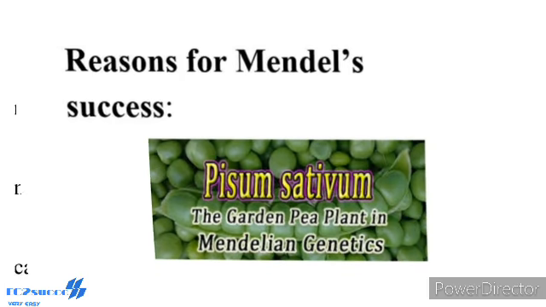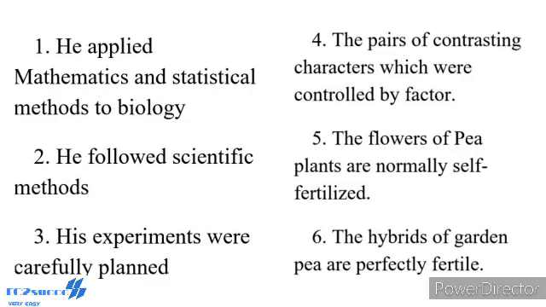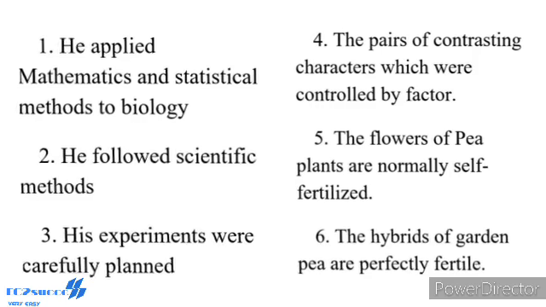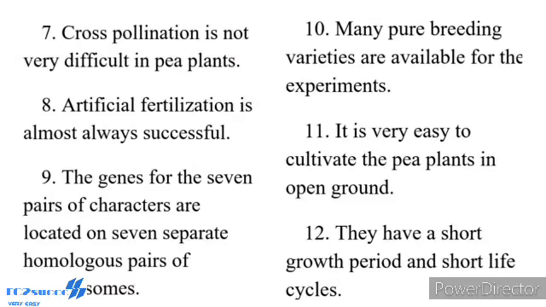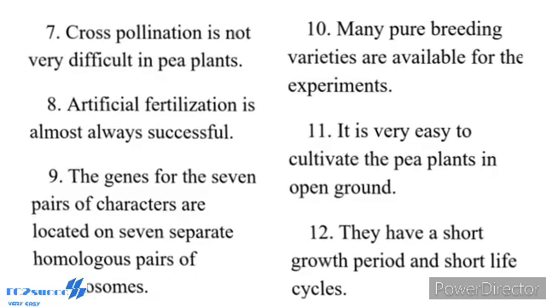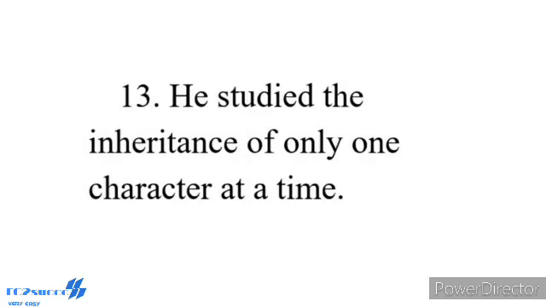A reason for Mendel's success: he applied mathematics and statistical methods to biology. He followed scientific methods. His experiments were carefully planned. The pairs of contrasting characters are controlled by factors. The flowers of pea plant are normally self-fertilized. The hybrids of garden pea are perfectly fertile. Cross-pollination is not very difficult in pea plants. Artificial fertilization is almost always successful. The genes for the 7 pairs of characters are located on 7 separate homologous pairs of chromosomes. Many pure breeding varieties are available for the experiments. It is very easy to cultivate the pea plants in open ground. They have a short growth period and short life cycles. He studied the inheritance of only one character at a time.